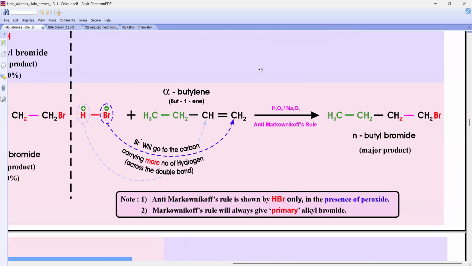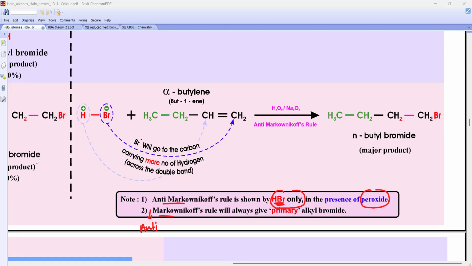But for the anti-Markovnikov rule, we have to use only, and please make a correction here, the word anti is missing. Anti on the right hand side, so this will also be anti. The anti-Markovnikov rule is shown by HBr and peroxide. HBr only. If I use HCl, then it will again follow Markovnikov. Okay, it will follow which rule? Anti, make anti here. Okay.